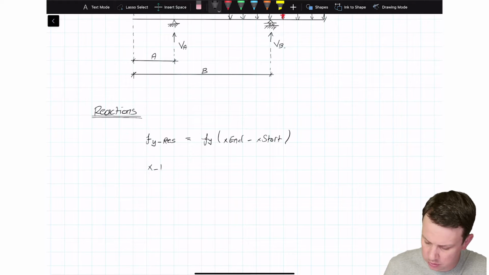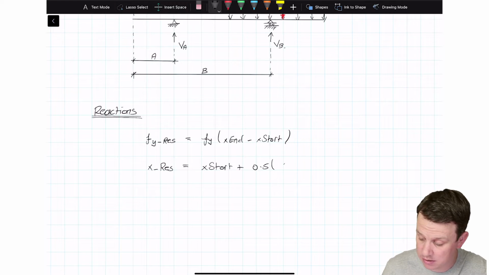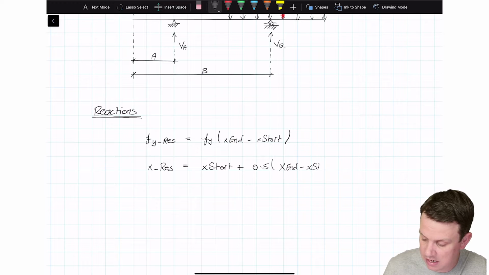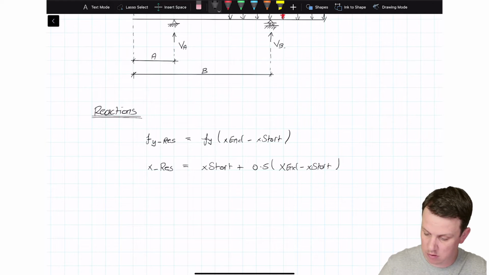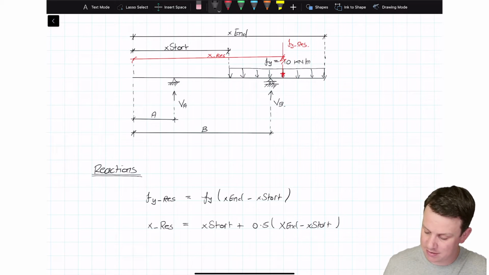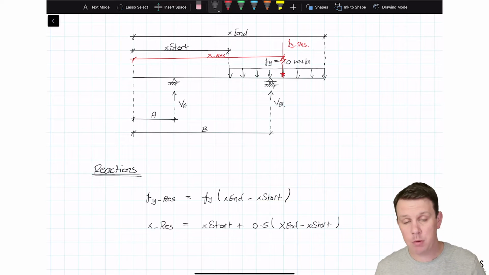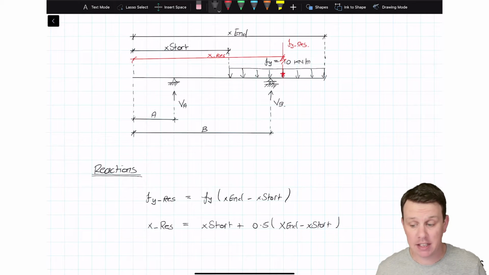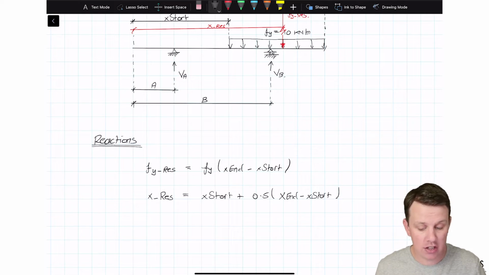So x underscore res, well, that's again fairly straightforward. It's just going to be x start plus half of the distance between x start and x end, right? So we'll have x end minus x start. All right, so that gives me x res. Okay, so once we work out where the resultant is and what the magnitude of the resultant is, working out the reactions is exactly the same as when we were dealing with a point load. So that's basically all we have to say here.